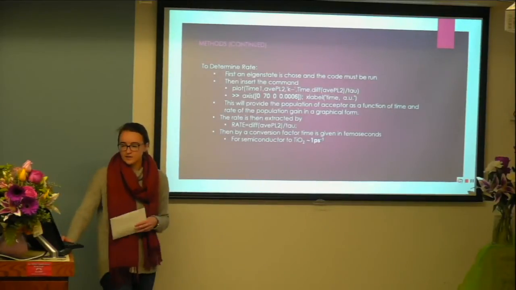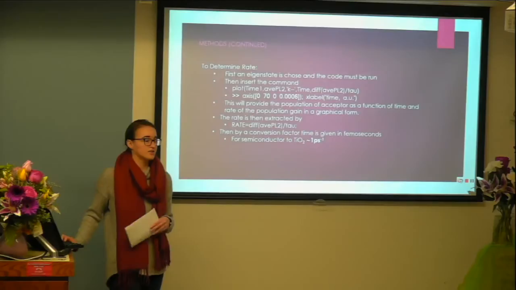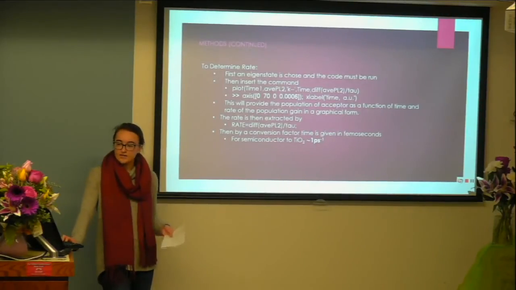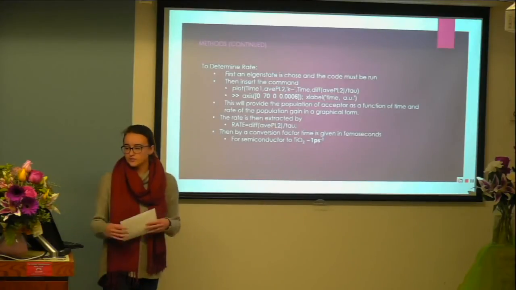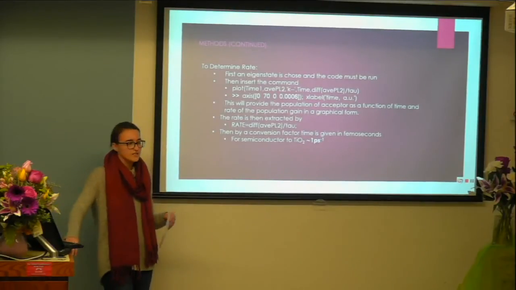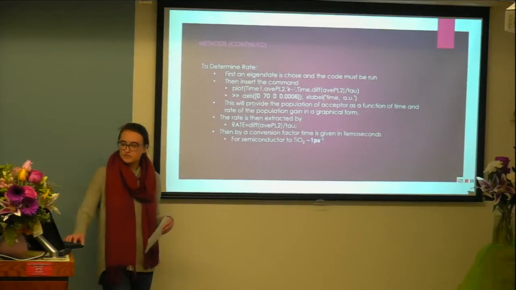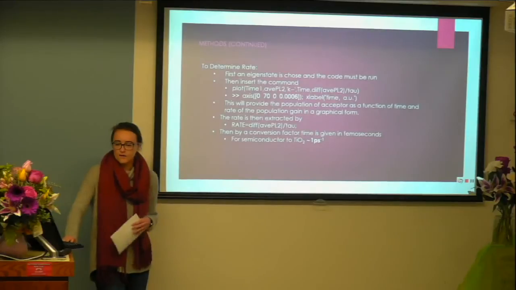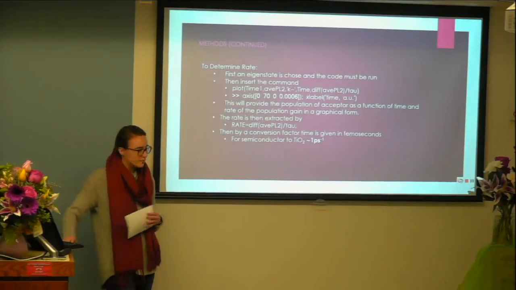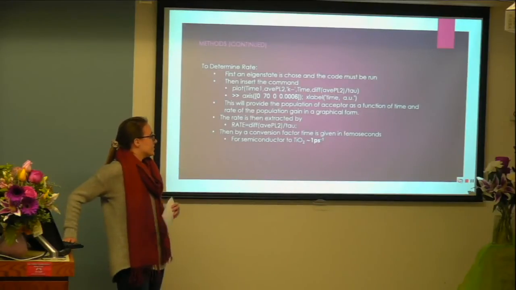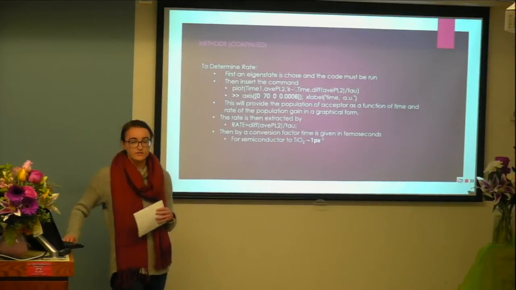Furthermore, in order to get a rate to determine how our electron is moving in and out of the perovskite semiconductor, we choose an eigenstate and then run our code initially. And then from that, we're going to plot a graph that's going to show us the population of electrons in our actual accepting agent versus in the semiconductor as a function of time and the rate of population gain. And then in order to extract the rate from that, we'll do a derivative over time and convert that into a rate in picoseconds or inverse picoseconds.